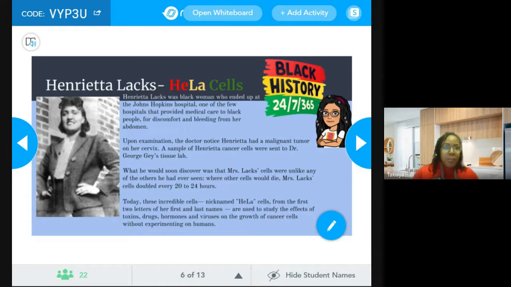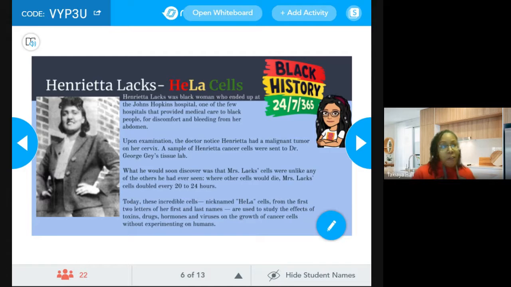Hospital. She was complaining of discomfort and bleeding from her abdomen. Well, I don't know if you guys know, but back then, Johns Hopkins was one of the few hospitals that treated Black people and African Americans, especially those from impoverished areas. Upon examination, the doctor noticed that Henrietta had a malignant tumor on her cervix. And of course, a malignant tumor forms from cancer cells.